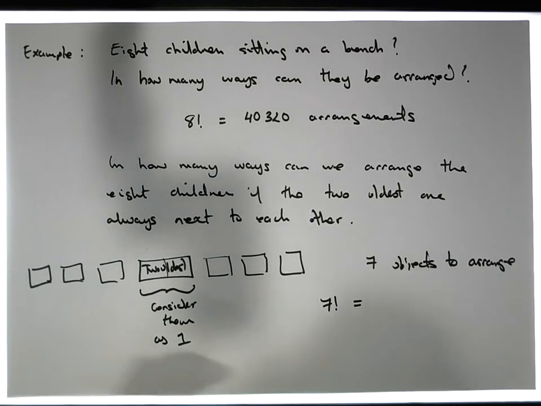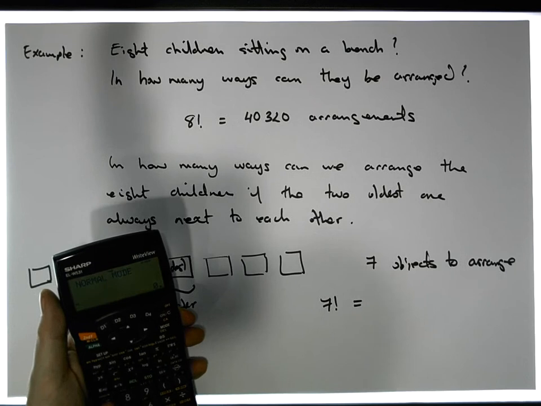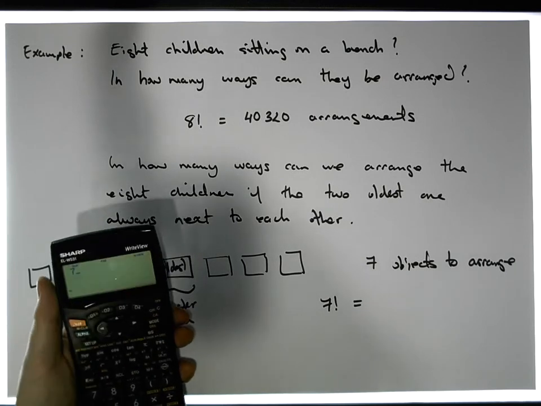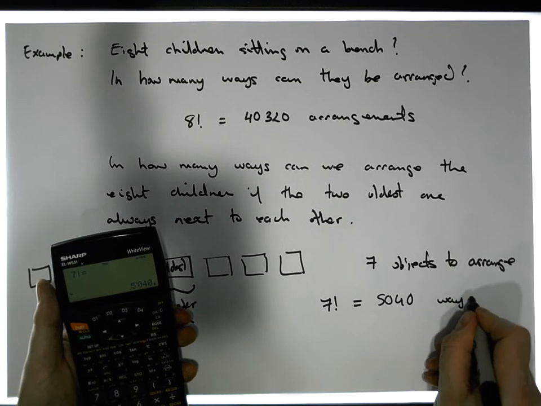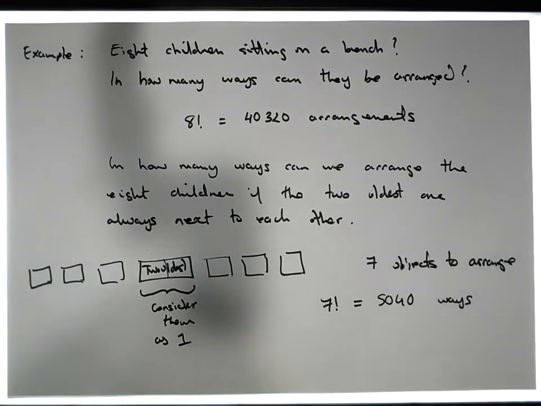And have we calculated 7 factorial? I think we did. I think it's 5040. 7 factorial gives us 5040 ways. Now that's 5040 ways to arrange 7 objects.